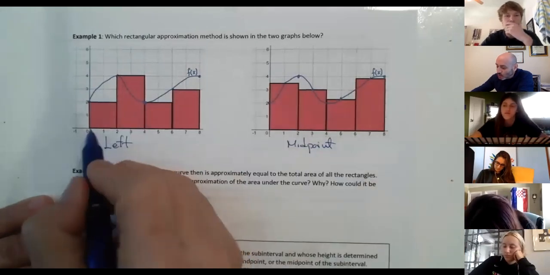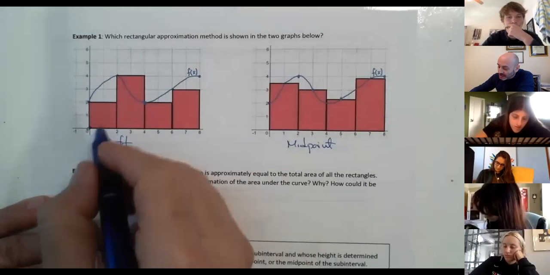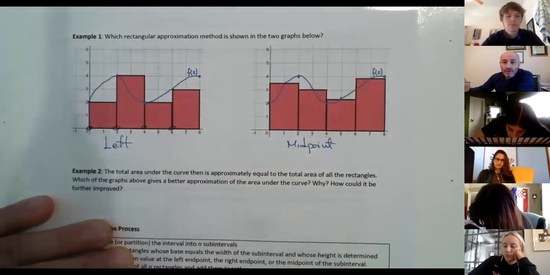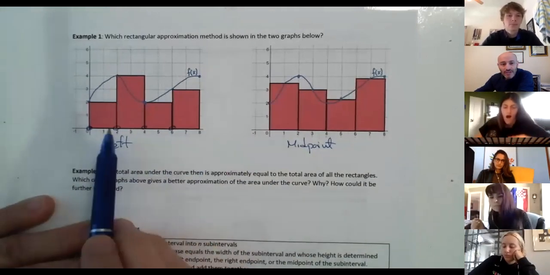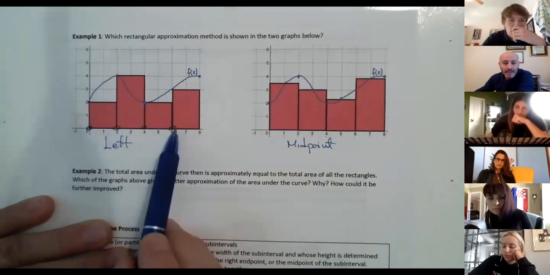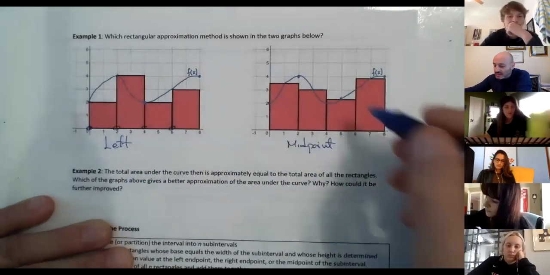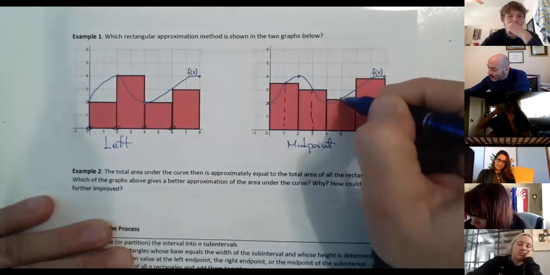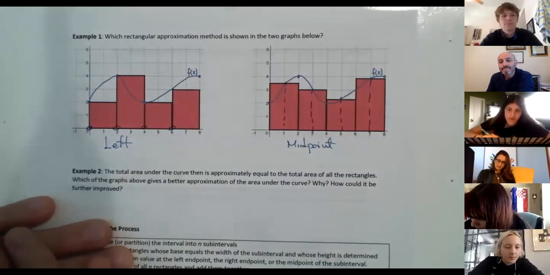So it's based on what values you use to determine the heights of the rectangles, right? In this one, we use these points. Notice, if you're using the left Riemann sum, I don't use the last point. I start from 0 and end up here. I don't use the last endpoint. In this case, if I use the midpoint, then this is what is giving me the heights of those, okay?